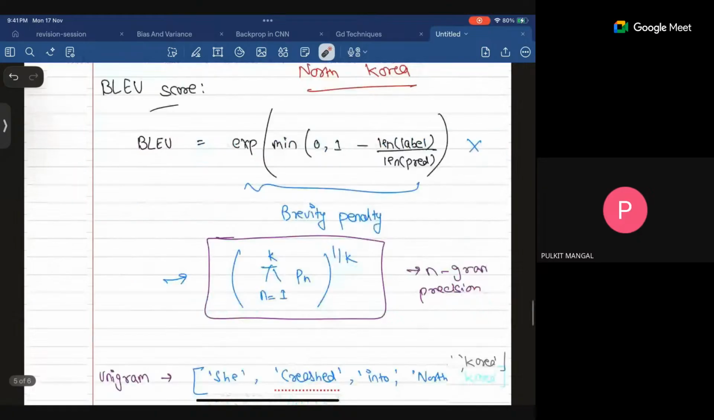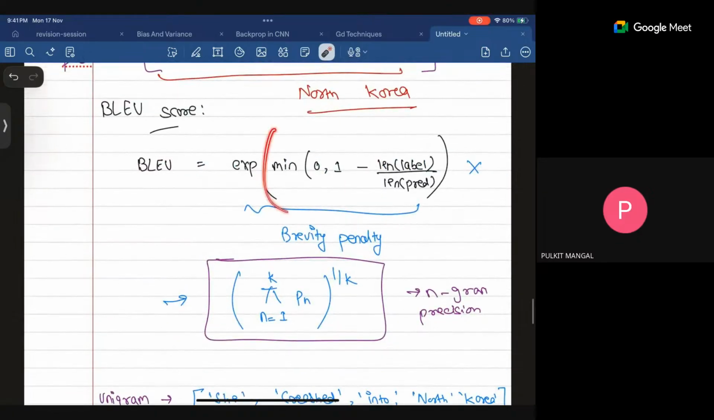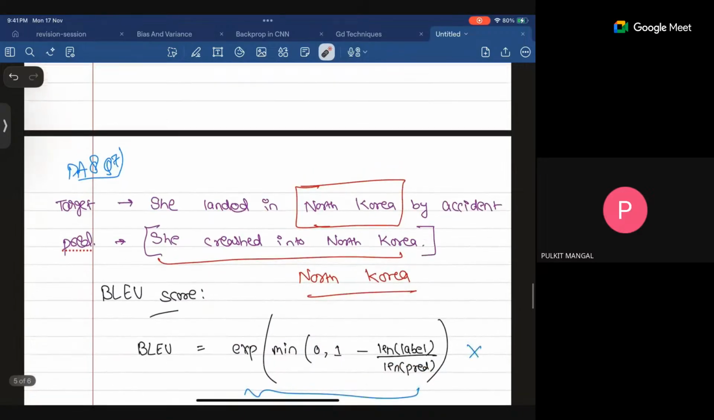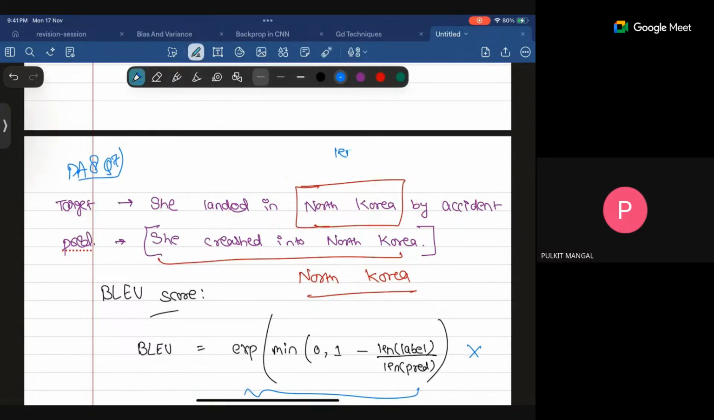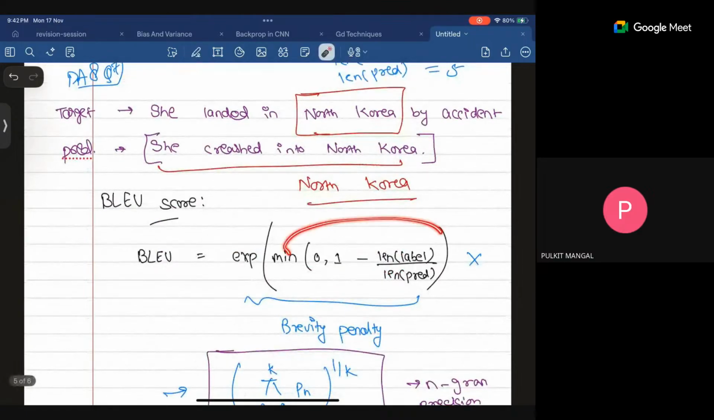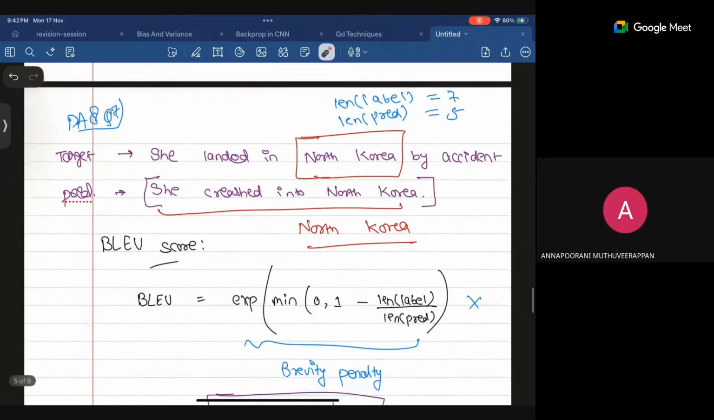So how is this brevity penalty calculated? It's the exponential of min of 0, 1 minus the length of the label over the length of the predicted. In my target, there are 1, 2, 3, 4, 5, 6, 7 words. So the length of label is 7. Now tell me in a similar way, what would be the length of the predicted? 5. Right? So what will be the output of this first? 2 by 5. 2 by 5.